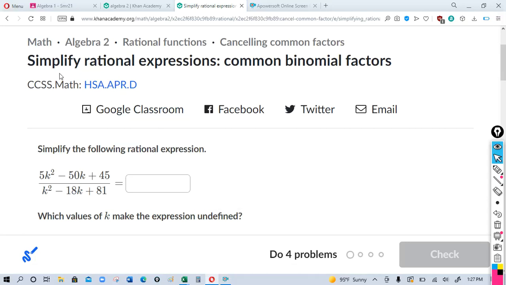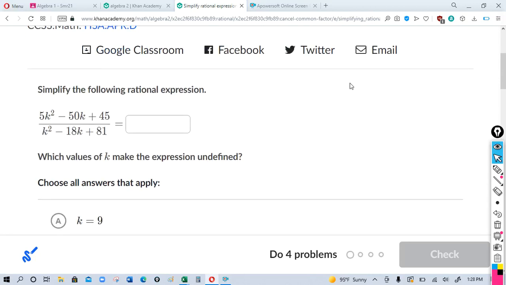This will be for the assignment, simplify rational expressions, common binomial factors.